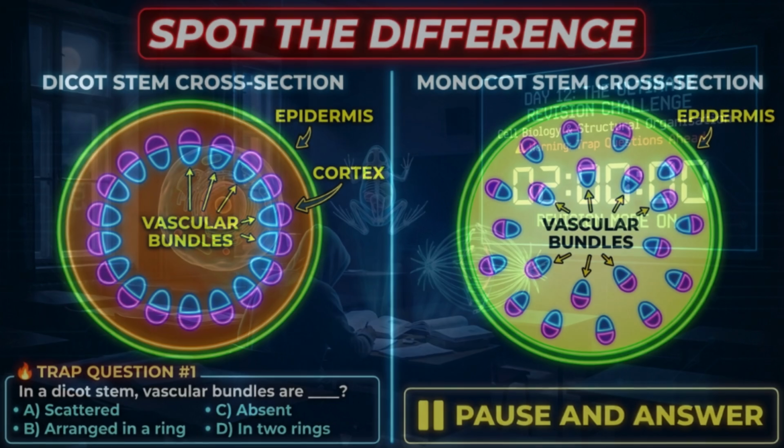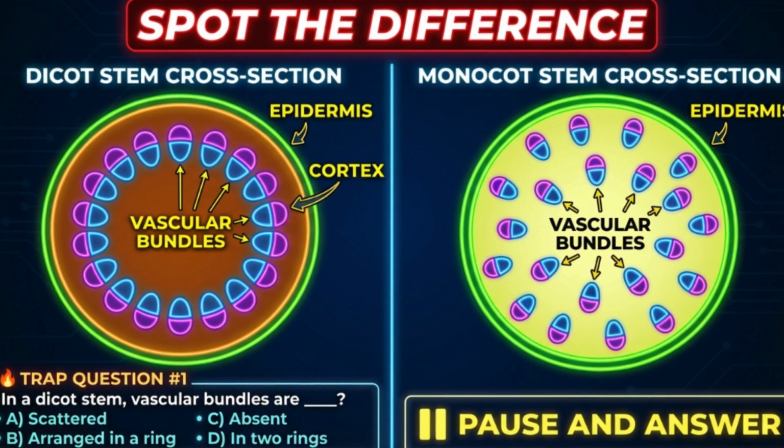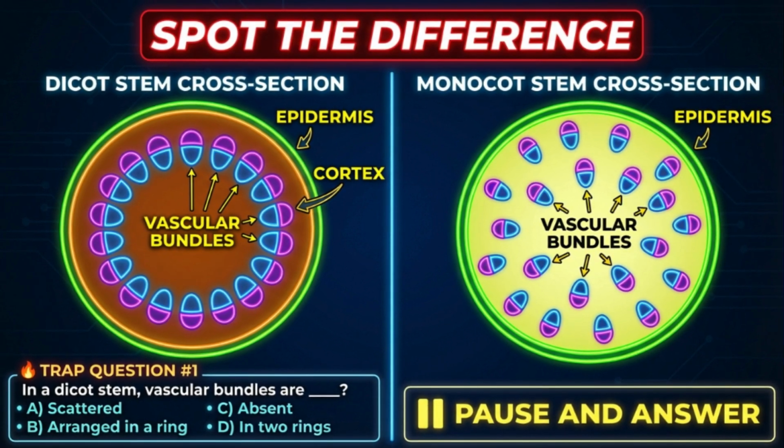Let's begin. First trap question, and this one has killed marks for thousands of students. In a Dicot stem, how are the vascular bundles arranged? Options: scattered, arranged in a ring, absent, or in 2 rings. Pause right now. Think. Don't scroll.